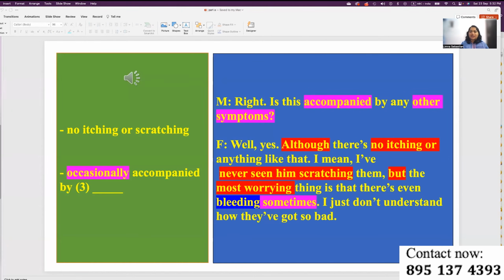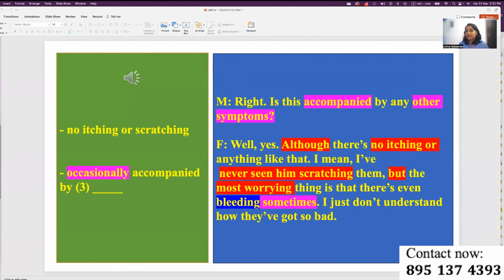Right, is this accompanied by any other symptoms, the health professional is asking. So we know accompanied, it's written clearly in the question paper, occasionally accompanied by. So the question is asked by the pediatrician, so definitely our answer will come from our patient's mouth. Here the mother will say the answer. So we should carefully listen to the audio.